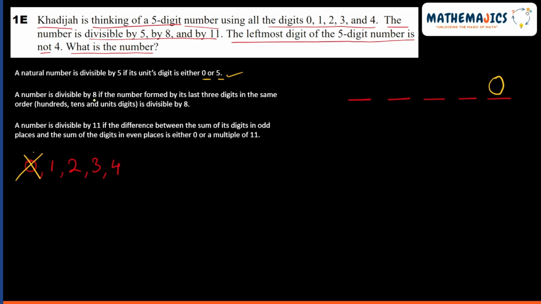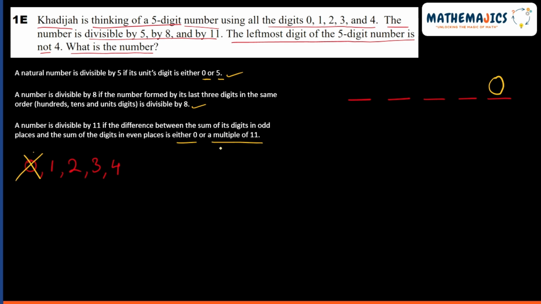Okay, so what is the divisibility rule of 8 and 11? A number is divisible by 8 if the number formed by the last 3 digits, in the same order, 100s, 10s and unit, is divisible by 8. That means if the number formed by the last 3 digits is divisible by 8, the number will be divisible by 8. And a number is divisible by 11 if the difference between the sum of digits in odd places and the sum of digits in even places is either 0 or a multiple of 11.